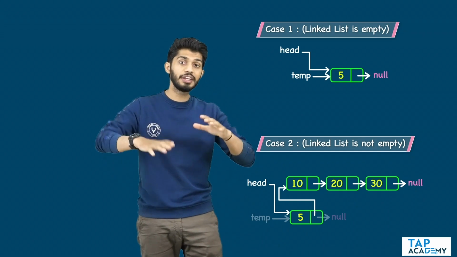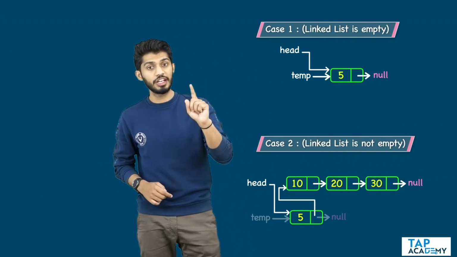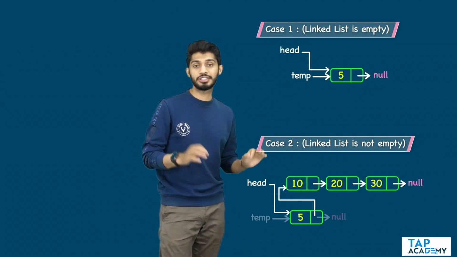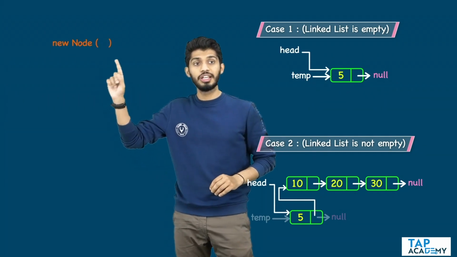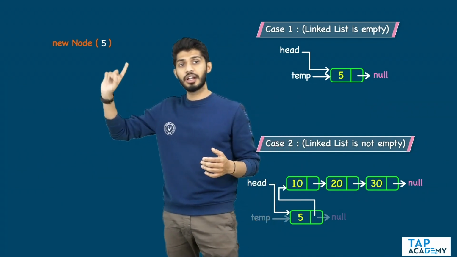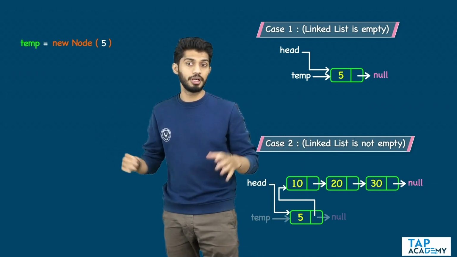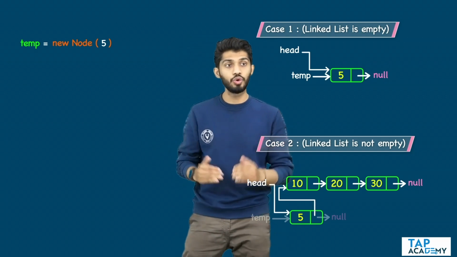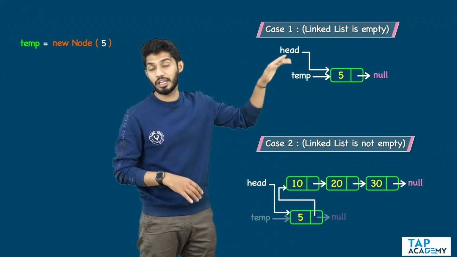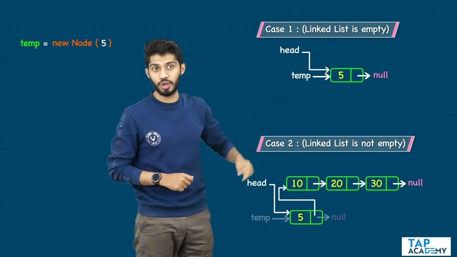So how can I write that in code? Very simple. One thing that you saw in common in both the places is that I have to create a node called temp. So I'll create a new node, inside that I'll place the value 5, and after that I'll store it inside the variable temp. After this, all I have to do is check whether head is empty or not empty. If the linked list is empty, head will be pointing to null, so I'll check.